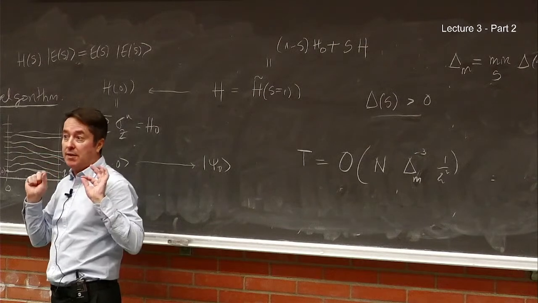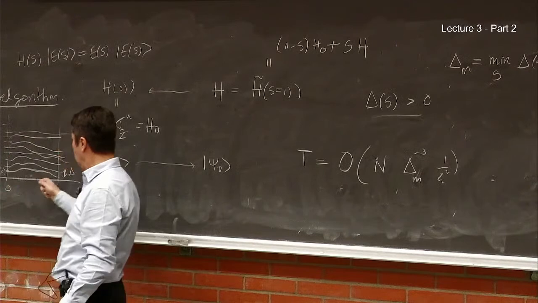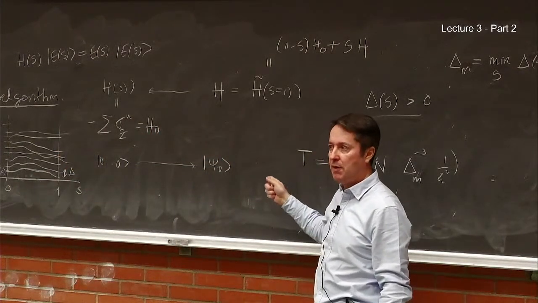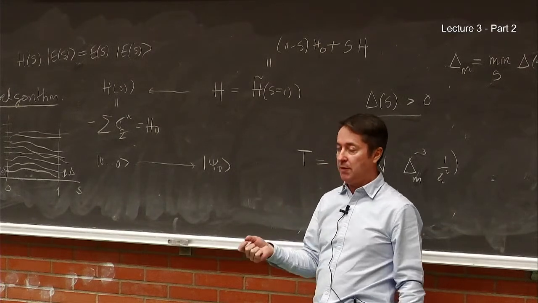So as long as it doesn't close too fast, as long as it doesn't close like 1 divided by exponential, then this is going to prepare the state in polynomial time. So this is an efficient algorithm. So now what happens in practice?